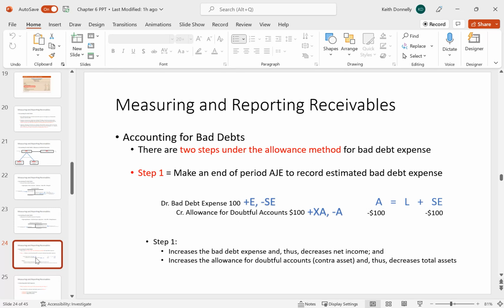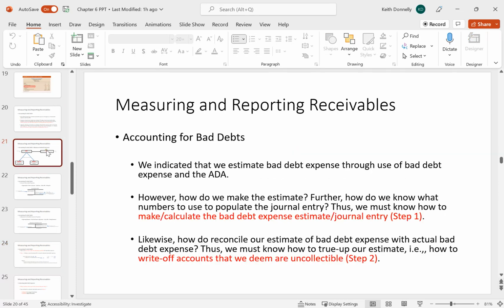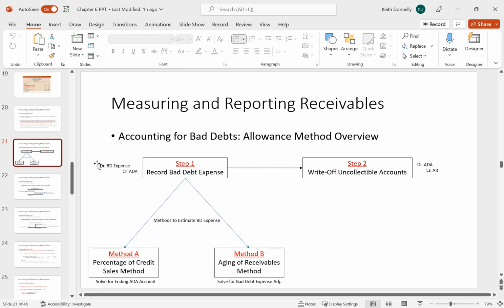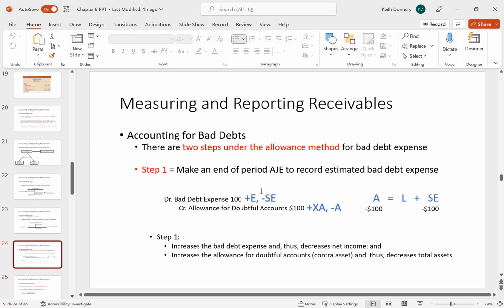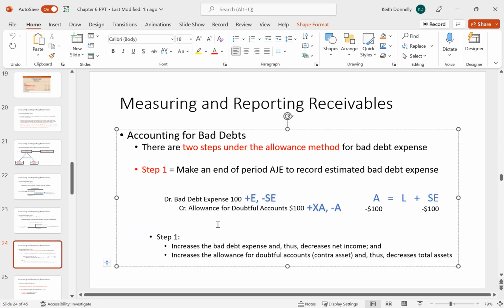Okay, so we talked about the framework. Now let's look more specifically at step one, right? Here we are at the end of the period. Step zero, we sold on account. Here we are at the end of the period. We have to make an AJE for bad debt expense. The journal entry: debit bad debt expense, credit allowance for doubtful accounts. And with this, we have an increase in an expense, which decreases our net income. We have a decrease in assets, which decreases our total assets.